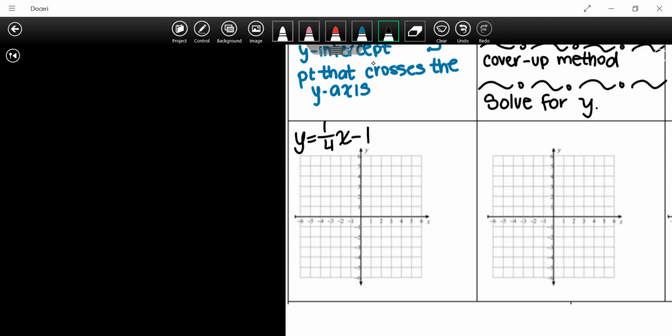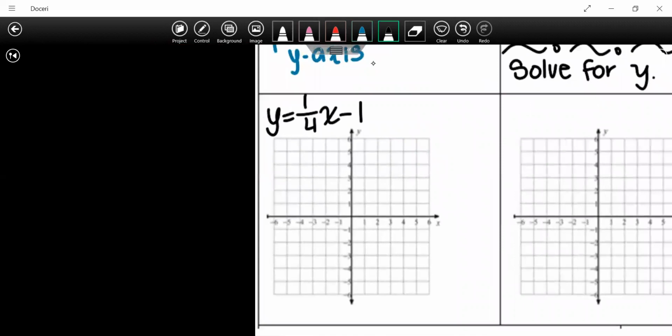The first thing that we want to look at here is that we're given slope-intercept form. So this should be review. We should remember how to do this, but I'm going to go over it just in case. Look at our first one here. We have to be able to identify the slope and the y-intercept. In this case, our y-intercept happens to be -1.